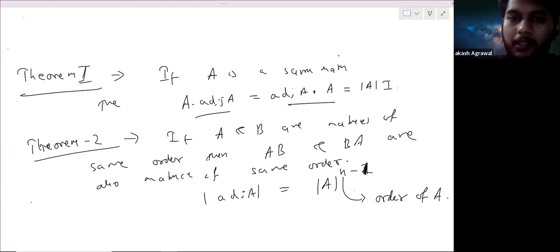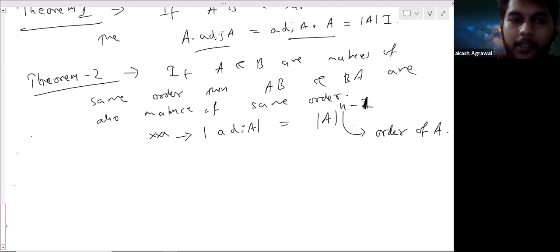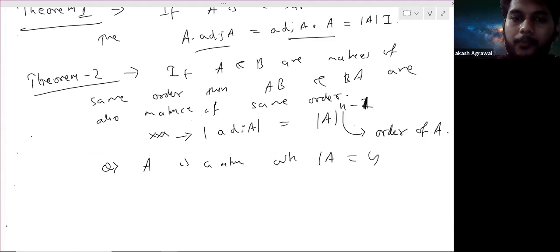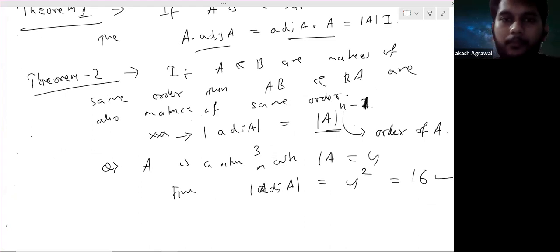What does this property mean? This one is very important. The question will say, if there is a matrix A with determinant A equal to 4, find determinant of adjoint of A. All right, so this will be determinant A to the power n minus 1, and suppose this is a matrix of order 3. So 2. So the answer will be 16. Okay, everyone?